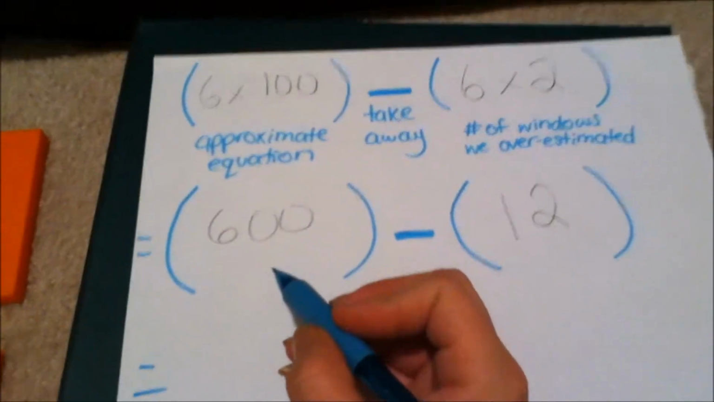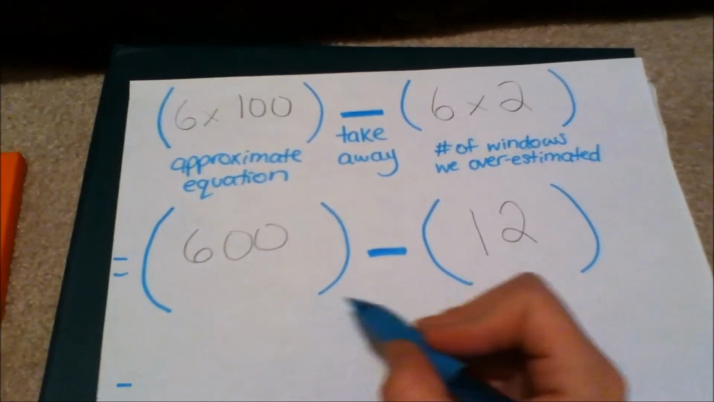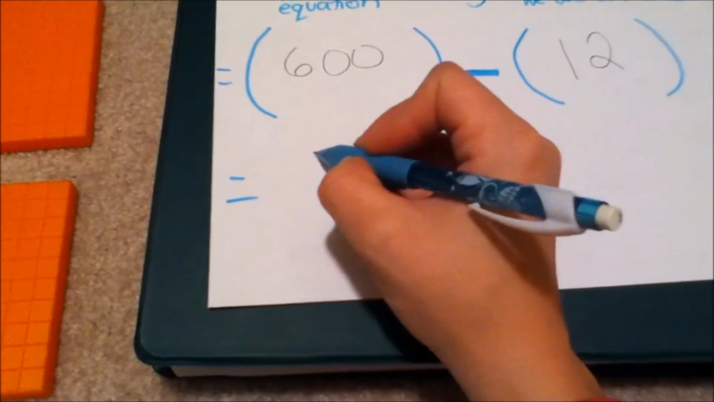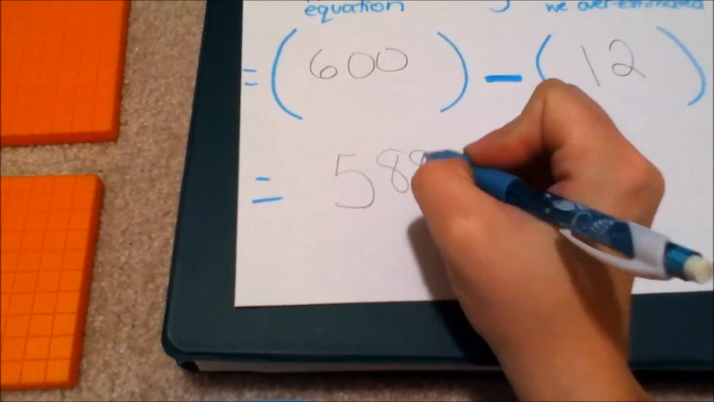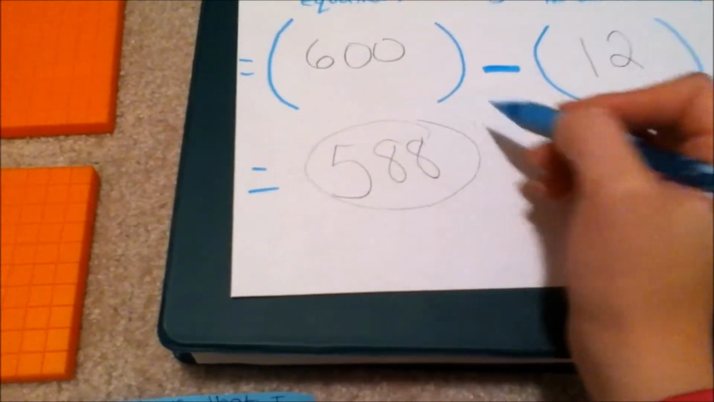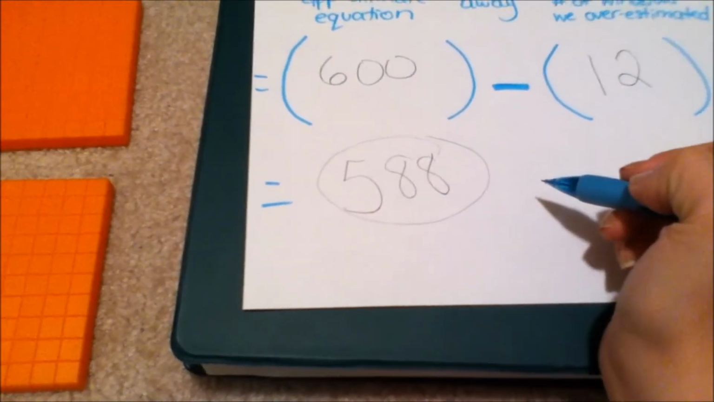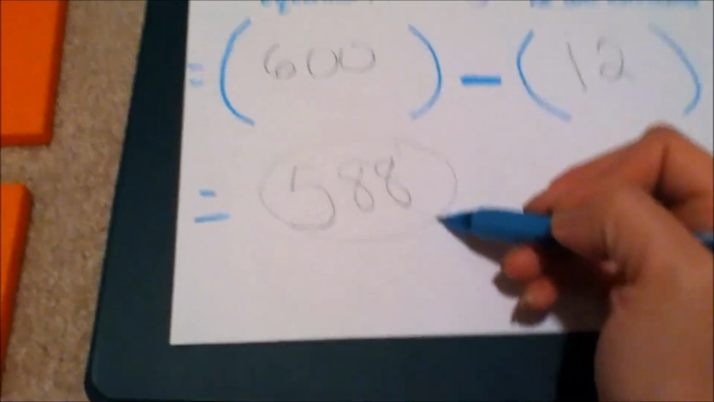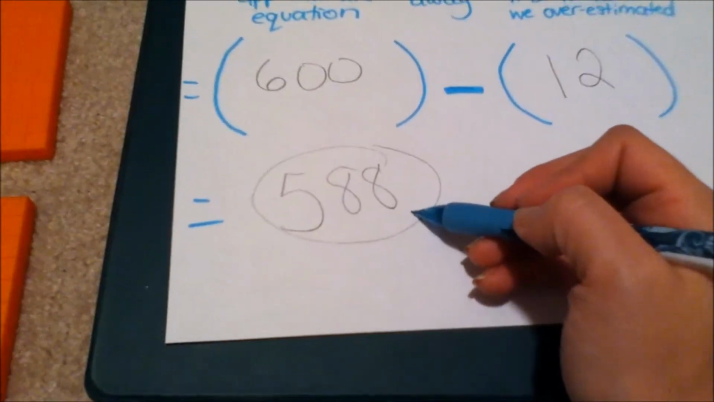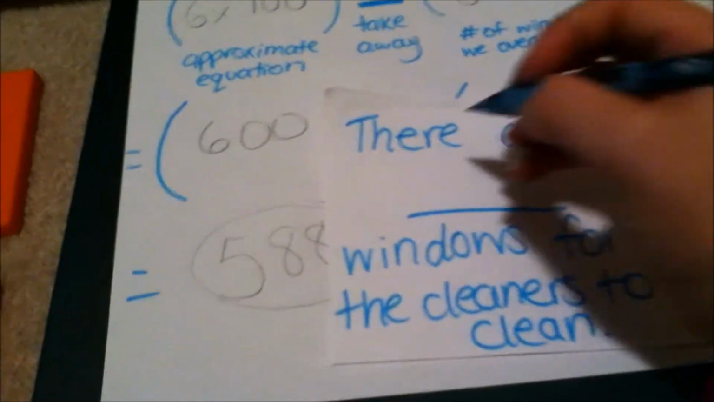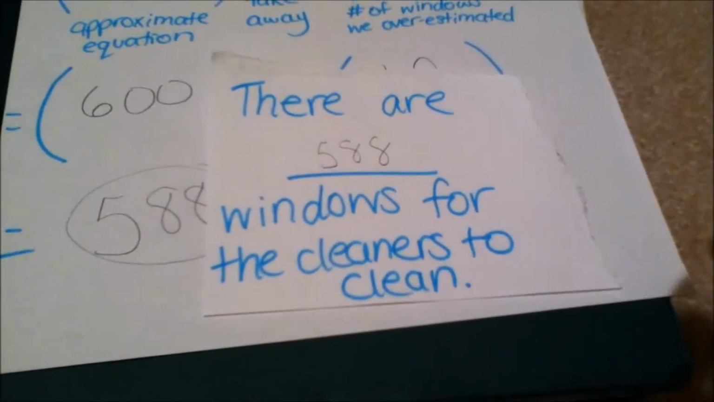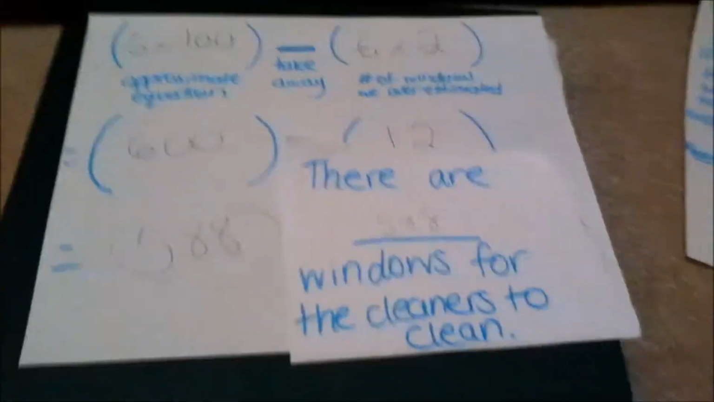When I do this, I think of, okay, 600 take away 10 would be 590. Take away another 2 would bring us to our final answer of 588. Now, this number doesn't mean anything to me until I put it back into my sentence, because this was a worded equation. Remember, if I just wrote 588, I don't know if we're talking about birds or rocks or what we're talking about. So then I have to write my answer. There are 588 windows for the cleaners to clean. And that is how we would complete that question.